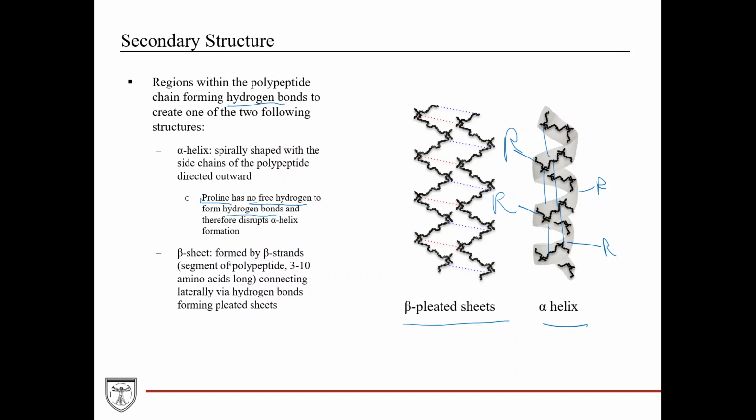Beta sheets or beta pleated sheets are formed by beta strands, which are segments of polypeptide about 3 to 10 amino acids long. So here's one here, here's one here. And then they're connected laterally via hydrogen bonds, which are shown by these dotted lines here.